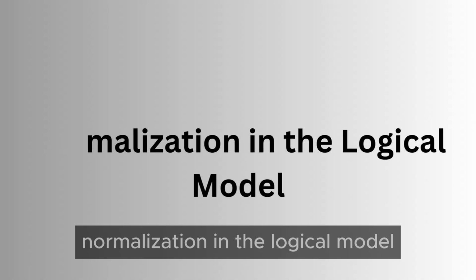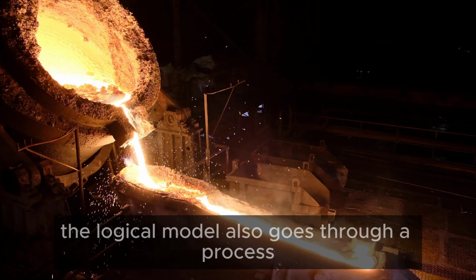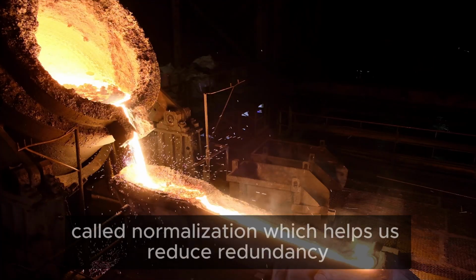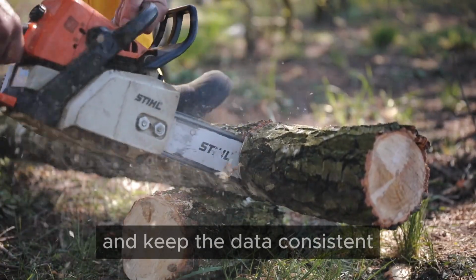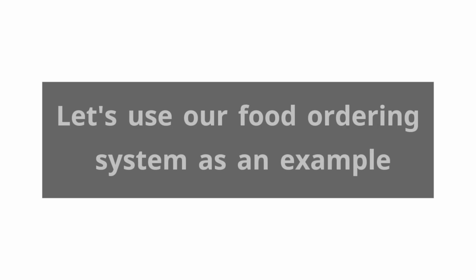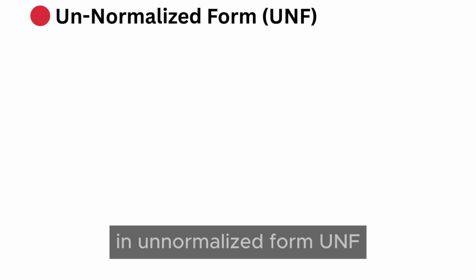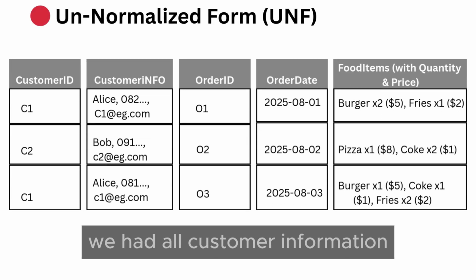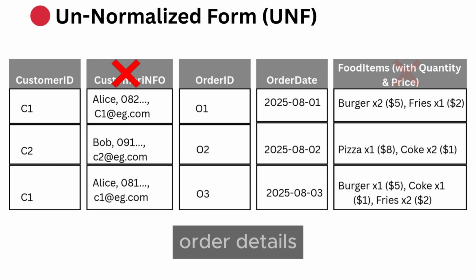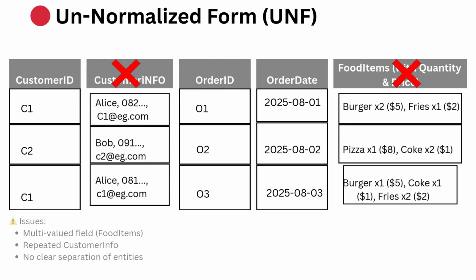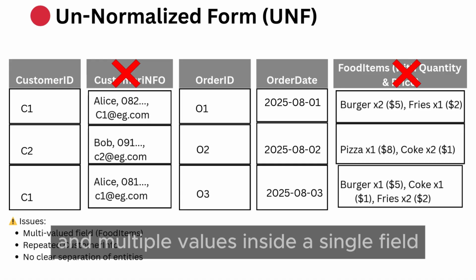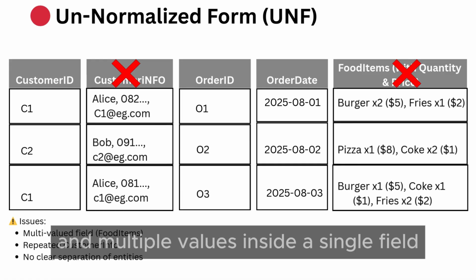Normalization in the logical model. The logical model also goes through a process called normalization, which helps us reduce redundancy and keep the data consistent. Let's use our food ordering system as an example. In unnormalized form, UNF, we had all customer information, order details, and multiple food items squeezed into one row. This caused problems like repeating customer data and multiple values inside a single field.